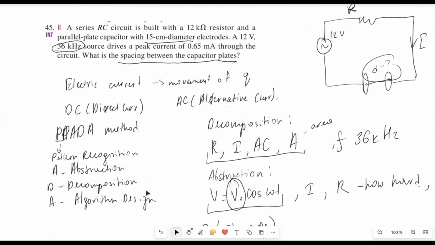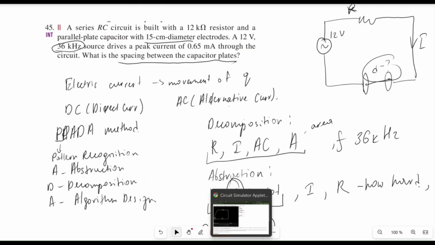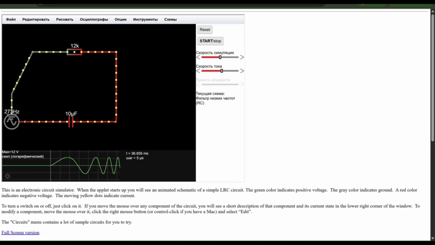So we have solved this problem, but it's not actually the end of this problem, because we need to understand what our main idea is, our pattern recognition. We have also done abstraction, decomposition, algorithm design. But what is the pattern recognition in this problem? Okay, let's understand it.